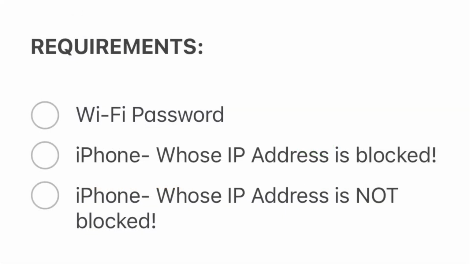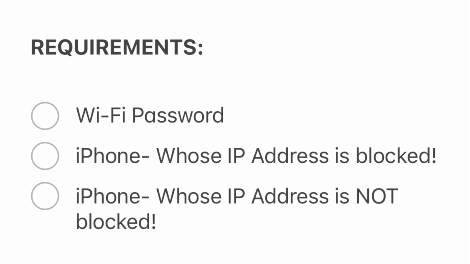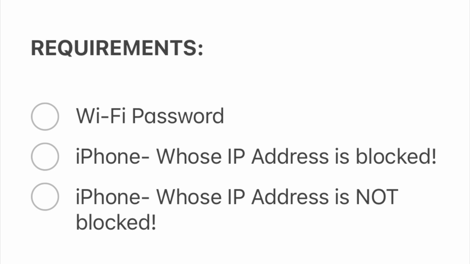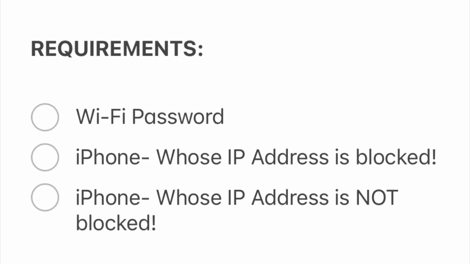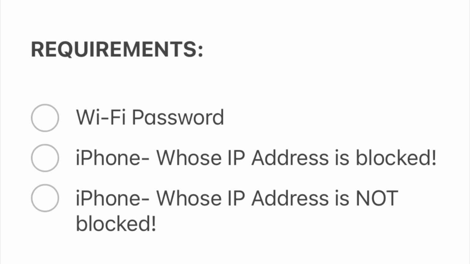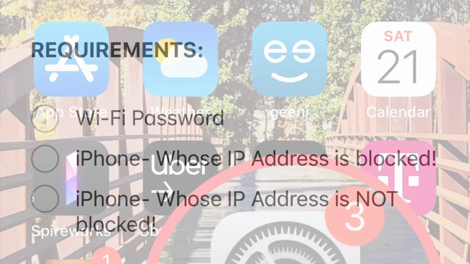Let's get started. The requirements are for you to have the Wi-Fi password, an iPhone whose IP address is blocked, which would be your phone since you're watching this video, and another iPhone whose IP address is not blocked. It can be from a family member, friend, or co-worker, somebody whose iPhone has not been used for that Wi-Fi.